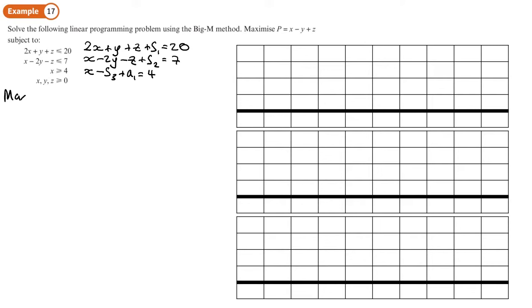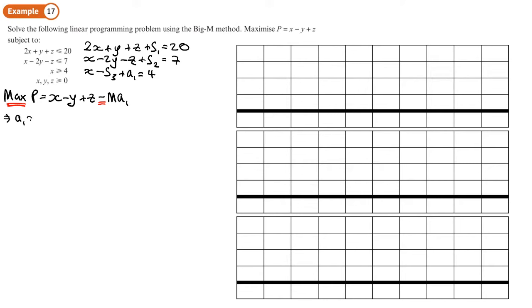Let's look at the objective function, and that's to maximize p equals x minus y plus z. Now, since it's maximizing, we need to subtract big M multiplied by the sum of the artificial variables, which is just a1. So when it's maximizing, we subtract. If it was minimizing, we would add.